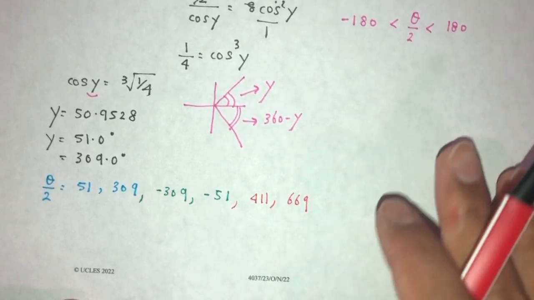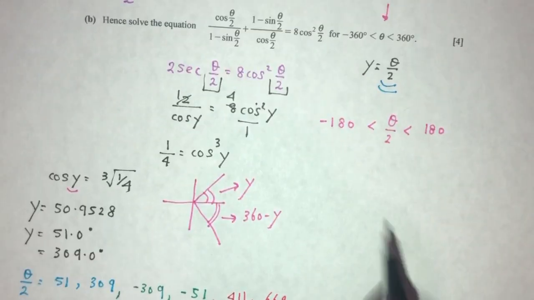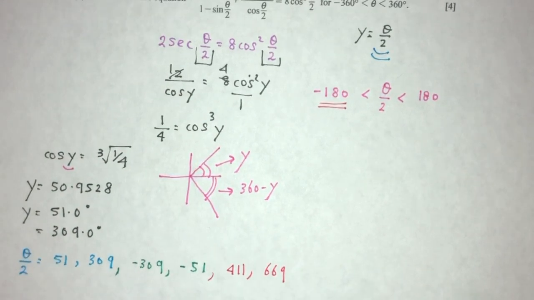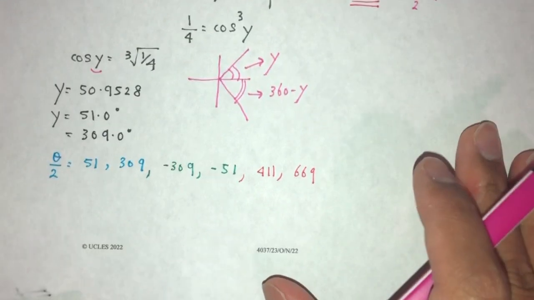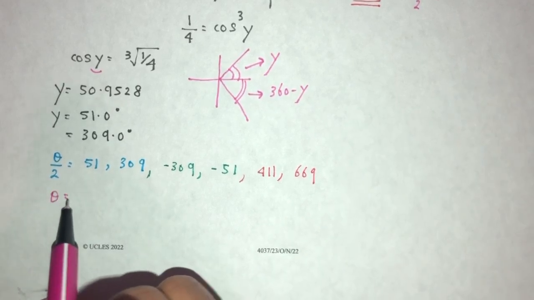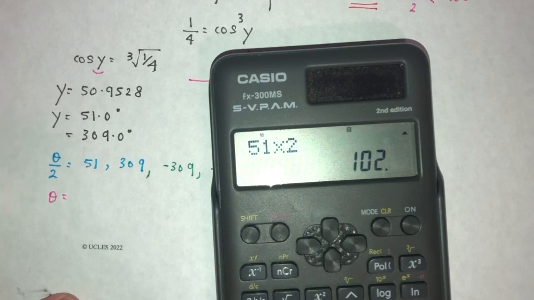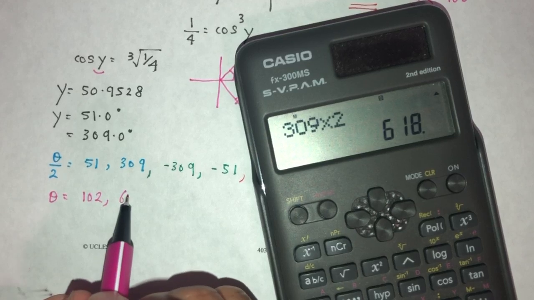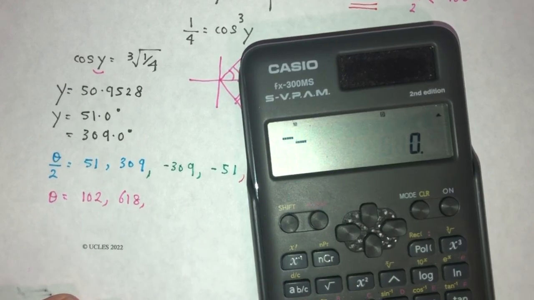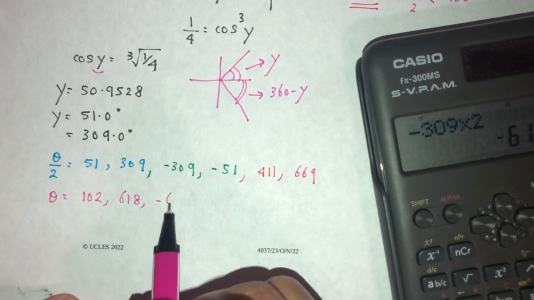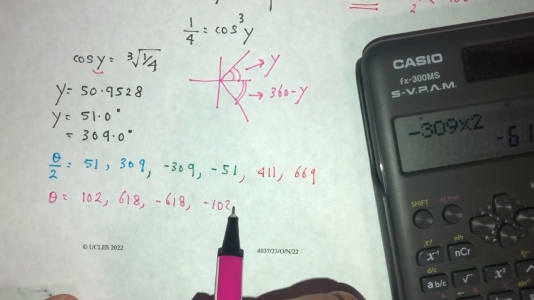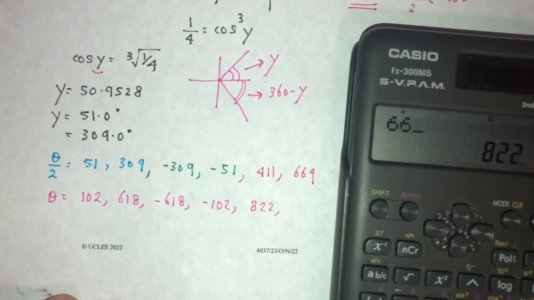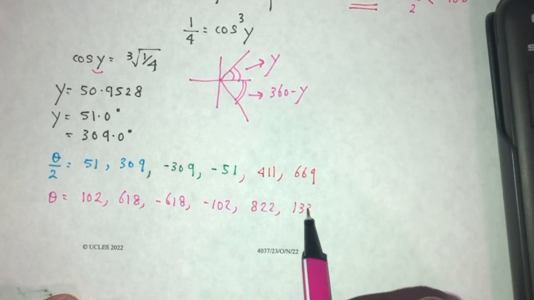So one more time, why did I minus 360 from these values? It is because when you have values on the negative side, we test if you have something in the other revolution, why not, right? Now simplify. The value of theta will be what? Times 2. That should become times 2, 102, 309 times 2, minus 309 times 2, minus 102, and the rest obviously will be too much, right? 822 and 669 times 2, that should become 1338.